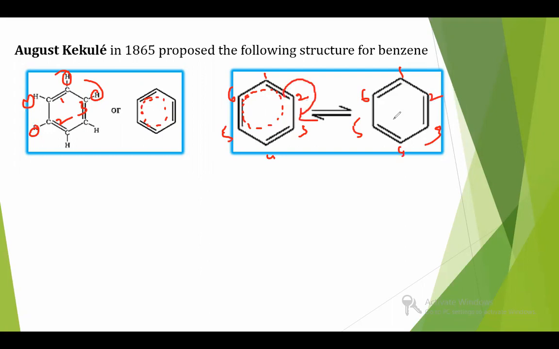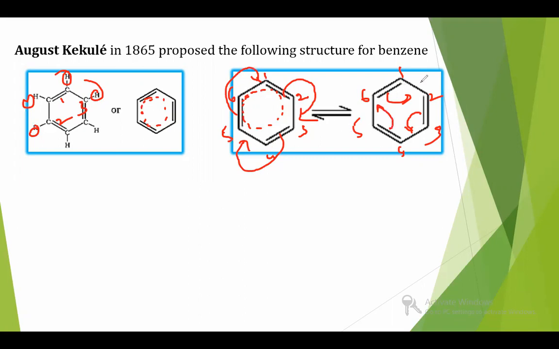This becomes 2, 3. And this 3, 4 double bond, in a few seconds, shifts to 4, 5. And the 4, 5 double bond shifts to 6, 1. So after a few seconds, the 6, 1 double bond changes to 1, 2. We'll be getting this structure again. Then the 1, 2 double bond turns to 3, 4. We'll be getting this structure. And the 4, 5 double bond shifts to 5, 6. We'll be getting this double bond.